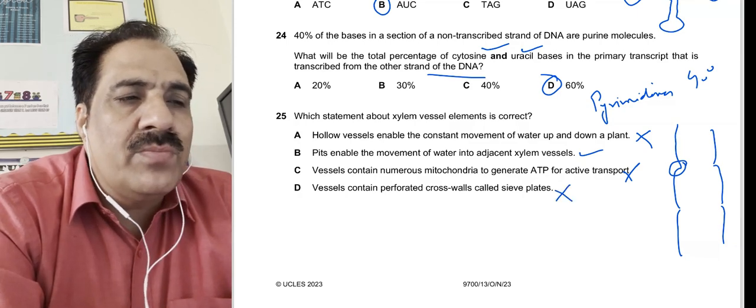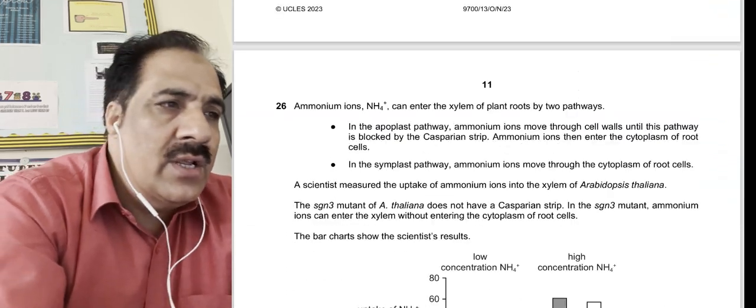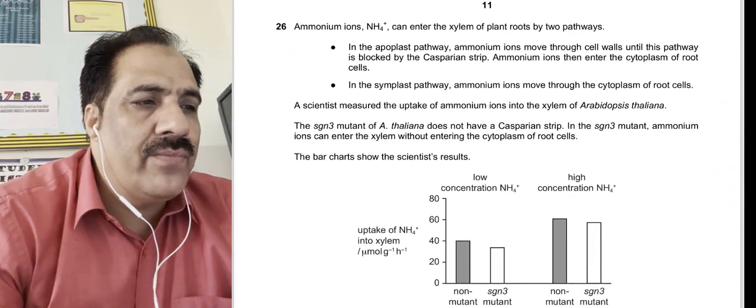Vessels contain perforated cross walls. Perforated cross walls are present in the phloem sieve plates. So option B is the correct answer.